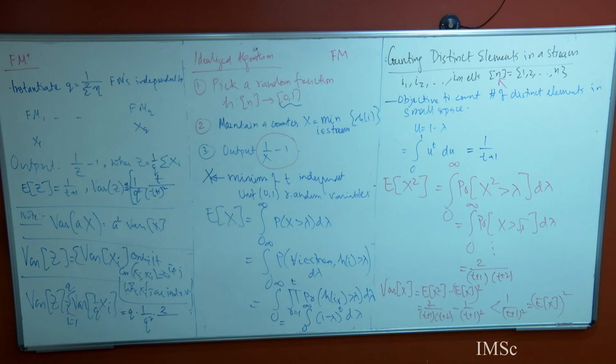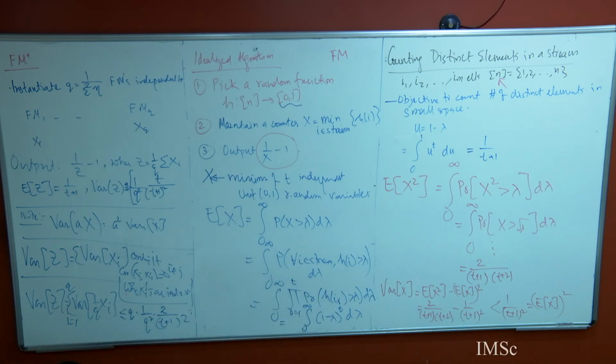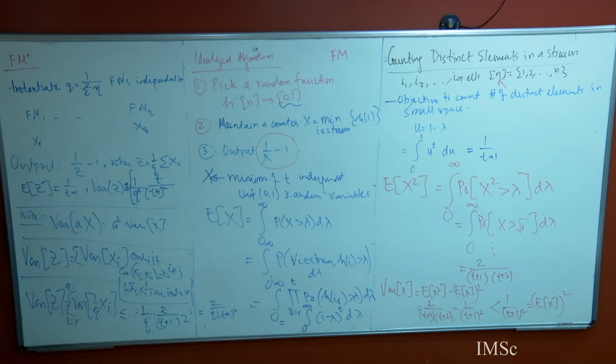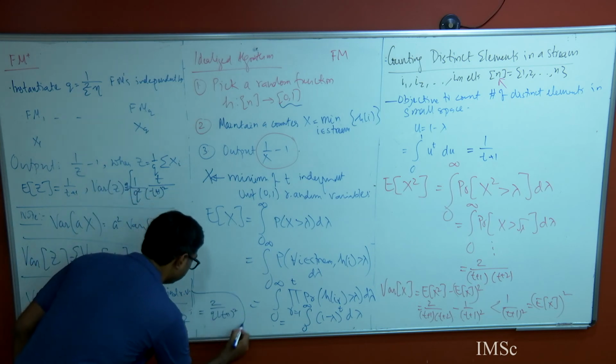Shouldn't we get this? Whatever it is, like 2 times t plus 1 whole square, this much, by applying this bound. Okay, so then this q and this q will get cancelled, and what we will get is 2 times q into t plus 1 whole square. Okay, so this is what we computed.